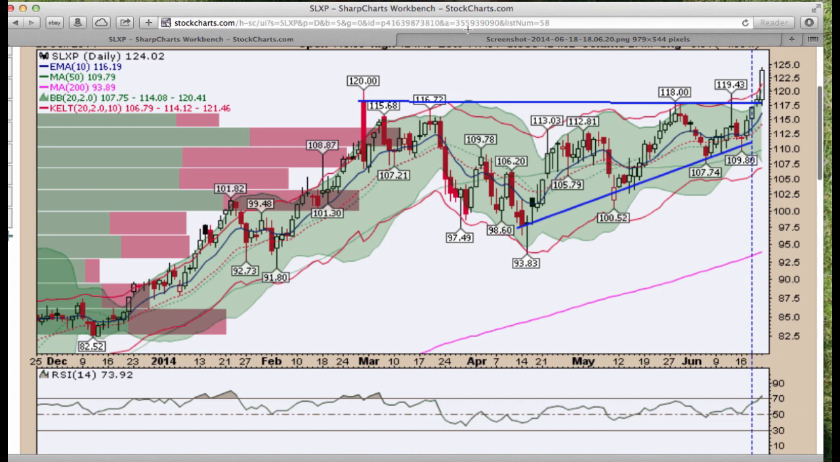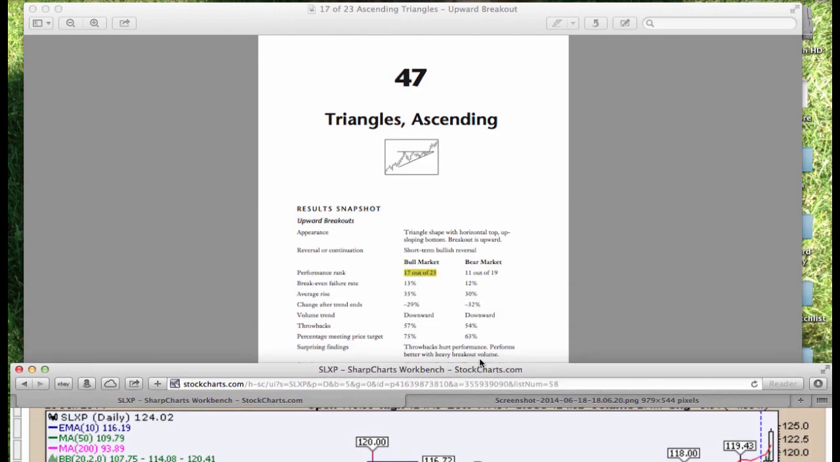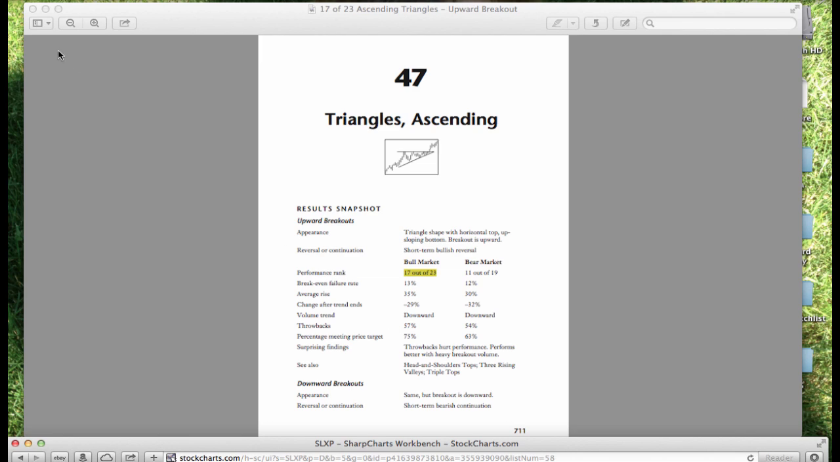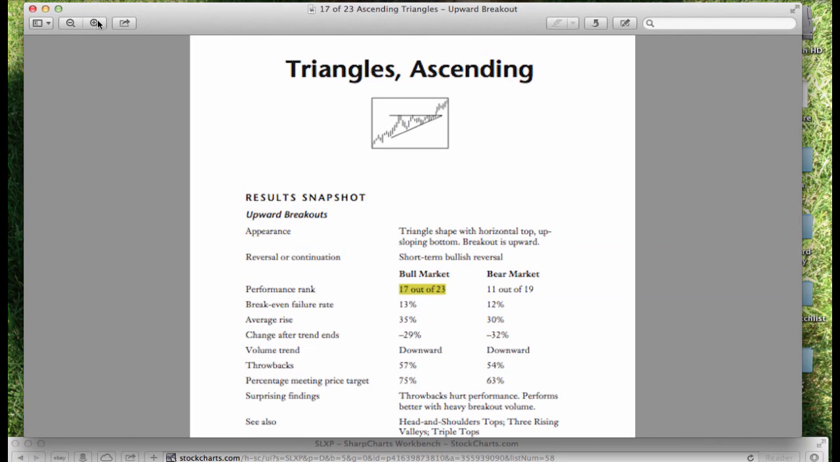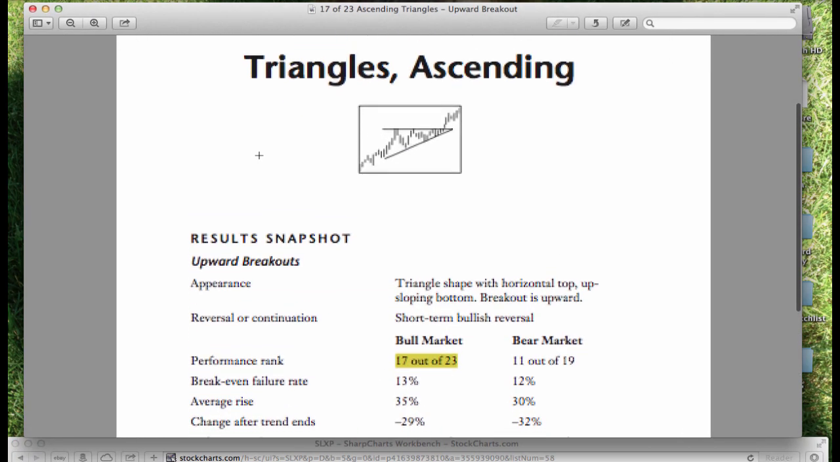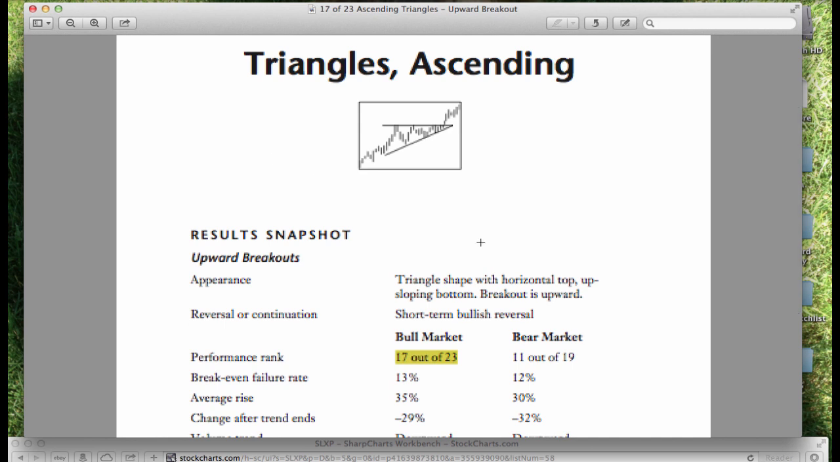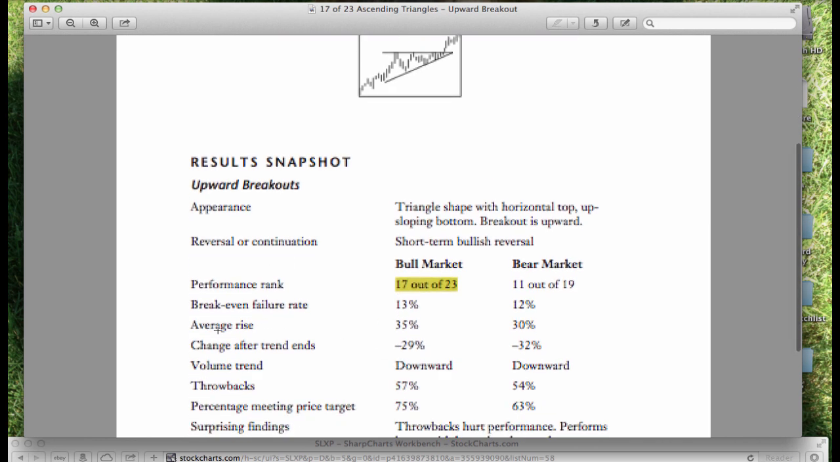So we had good things going for us. We do know, however, that ascending triangles do have less of a statistical probability of giving us what we expect. Out of all of the patterns that Bukowski studied, 23 in all, 17 out of 23 isn't the greatest probability, but still it is good when you see the things set up I just mentioned.